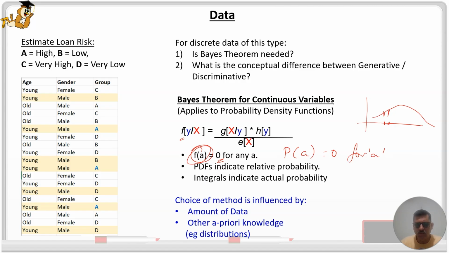So sorry about this notation. I think this is unfortunate. I should probably say probability of a is 0 for any a.